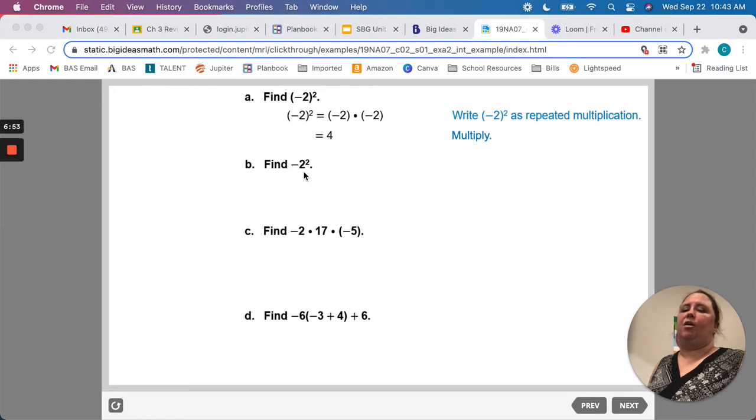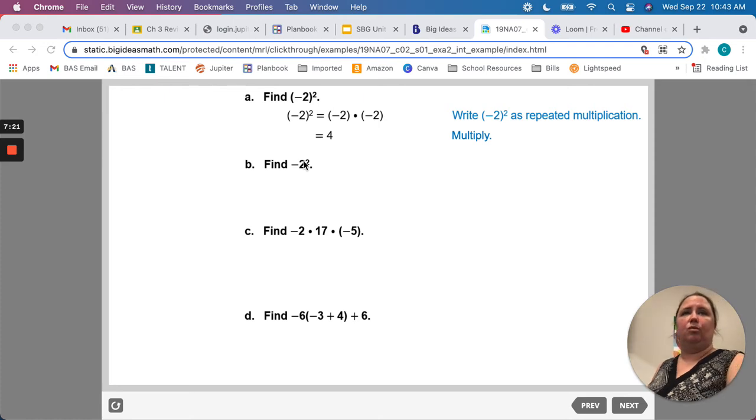All right, so now let's look at B. You see there's no parentheses. Am I interrupting whatever you're working on? Okay, then I need your attention up here. When there's no parentheses, this exponent only applies to the number. It does not apply to that negative. So the negative just becomes part of the answer because there's only one negative.